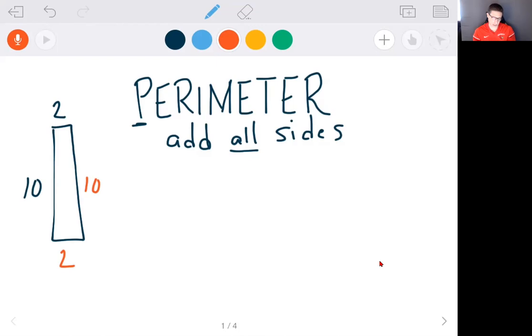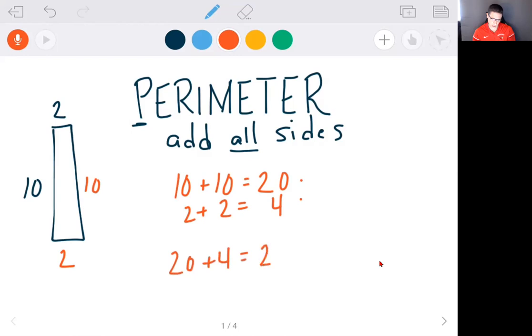I'm going to put doubles together. So I'm going to do 10 plus 10 first, and that gives us 20. Then I'm going to do 2 plus 2 is 4. And then I'm going to take those 2 and put them together. 20 plus 4 is 24. We're going to label it centimeters. So we need to remember that it's all 4 sides, and it could be in any order.